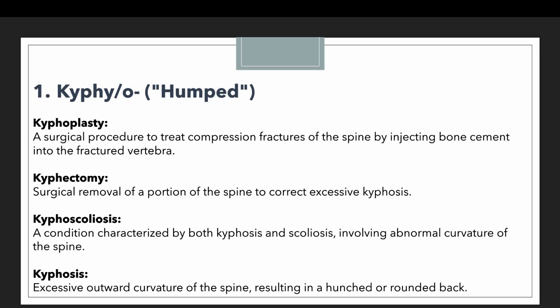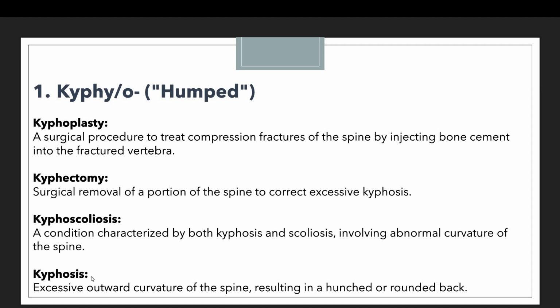The next example we have is kyphoscoliosis. What is kyphoscoliosis? A condition characterized by both kyphosis and scoliosis, involving abnormal curvature of the spine. Again, we are using the prefix kypho, which is used to showcase something as humped. We are talking about kyphosis, that's why it is showing the humped structure.